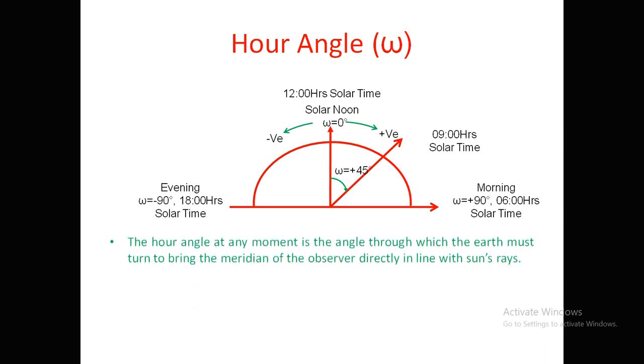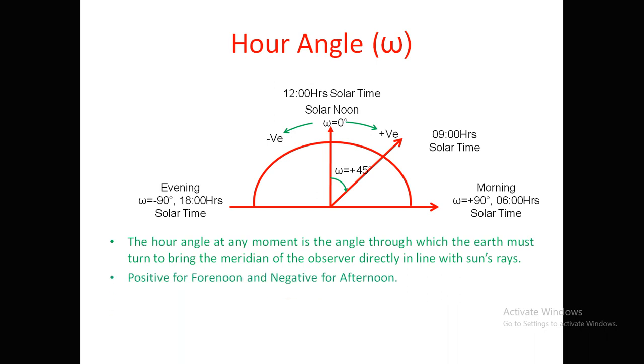Okay, let us discuss. The hour angle at any point is the angle through which the earth must turn to bring the meridian of the observer directly in line with the sun's rays. So the meridian of the observer directly in line with the sun's rays will be observed at 12 noon. Okay, that will be taken as the reference. So that is omega equal to 0 degrees. That's why we need to take at solar noon omega equal to 0 degrees, and the deviation will be the hour angle. Okay, and that's the clear explanation of this.